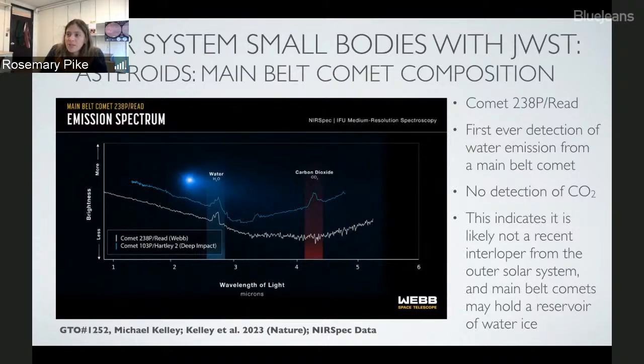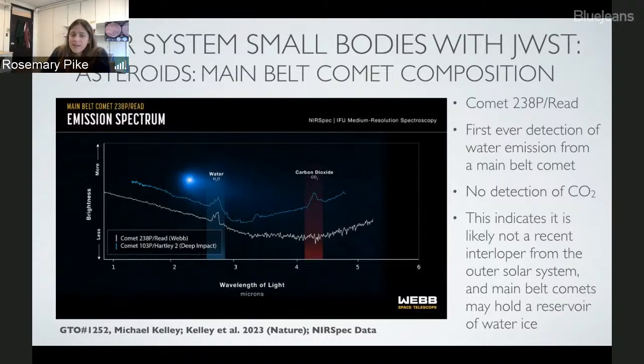So this particular object is Comet Reid, and it's plotted against Comet Hartley 2. The blue line is Comet Hartley 2, and that is a pretty typical comet. What's really important is that with the blue spectra, we see both water ice and carbon dioxide in relatively similar proportion. And the ratio of water to carbon dioxide is often used to measure how many volatiles are in a comet. But when we look at Comet Reid, we see water and no carbon dioxide whatsoever.